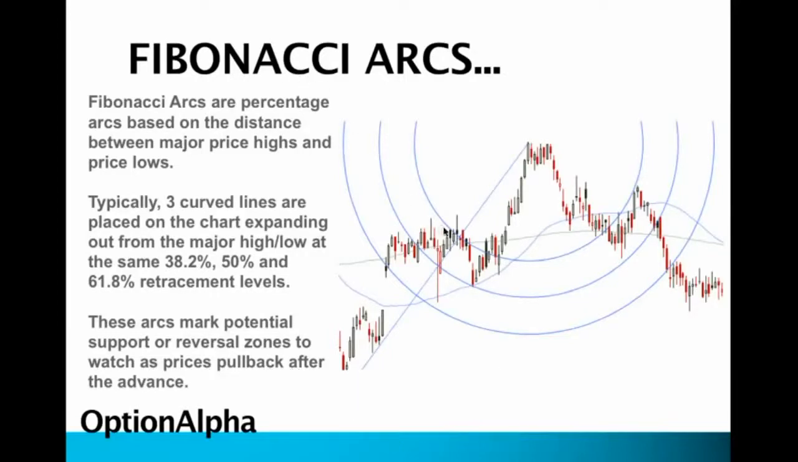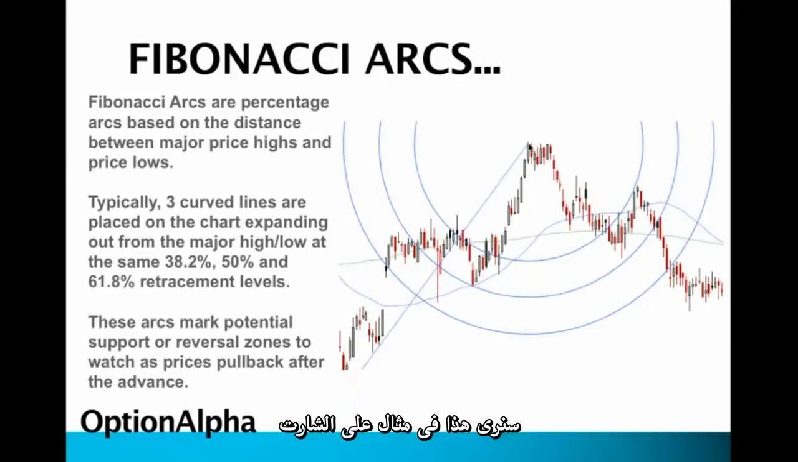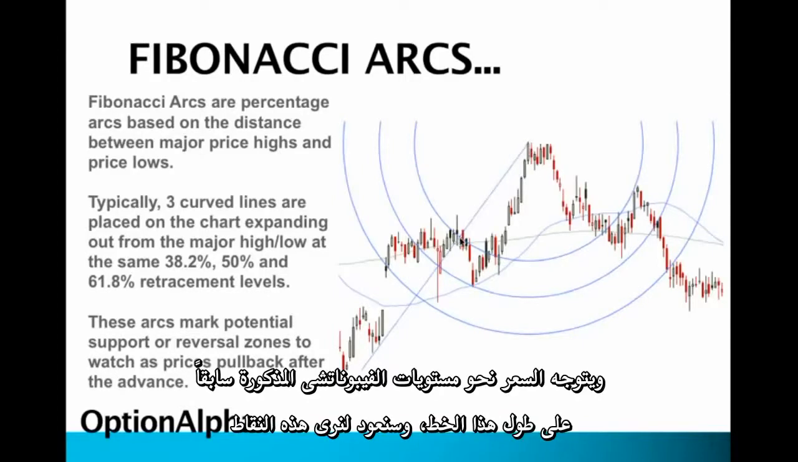So basically what we're doing is we're taking the same line that draws from our major low to our major high, and again we'll look at this on a live example, and we're going to the 38.2, the 50, and the 61.8 retracement levels along that line. So we work backwards along the line to find these points.